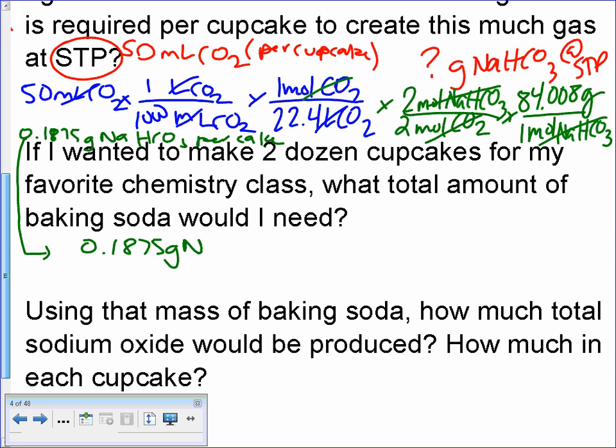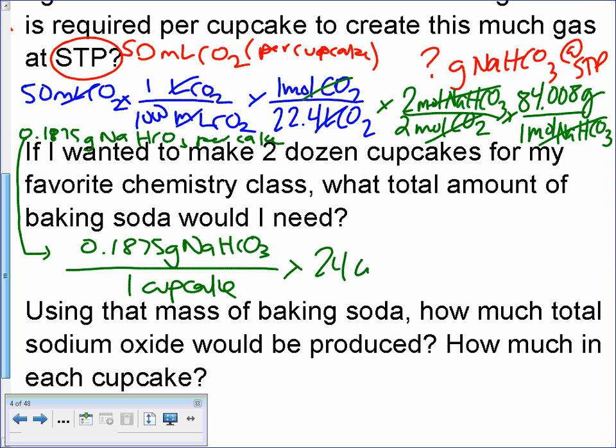You said 0.1875 grams of sodium bicarbonate per 1 cupcake. You said that was a conversion factor. That's what you just did. And then you said, okay, I need 24 cupcakes, so I multiply by 24 cupcakes. And what cancels? Cupcakes cancel. And you get that times 24, which is exactly what you just told me to do. What is that? Good job, guys. 4.50 grams.